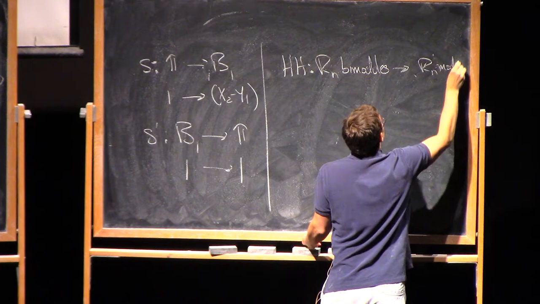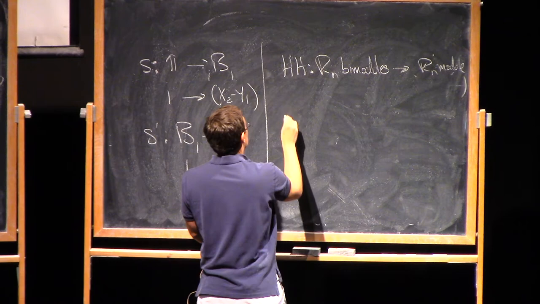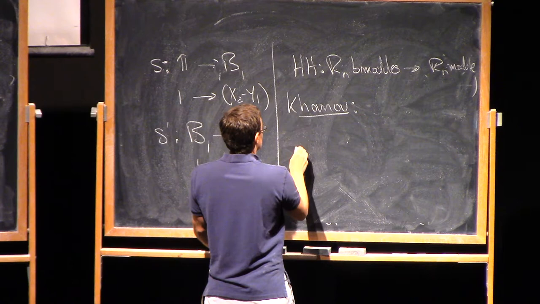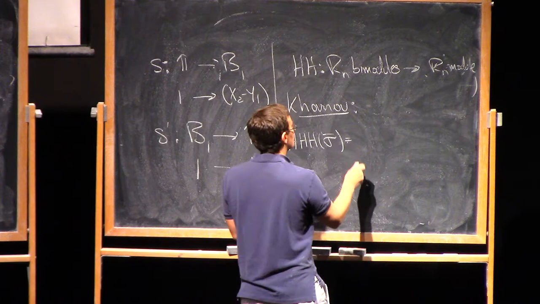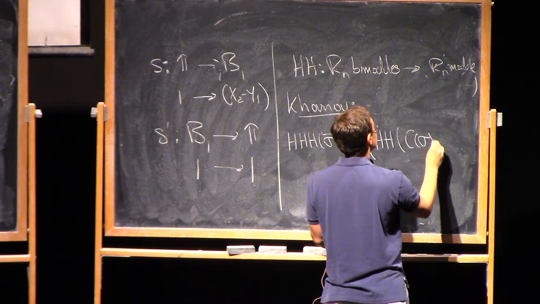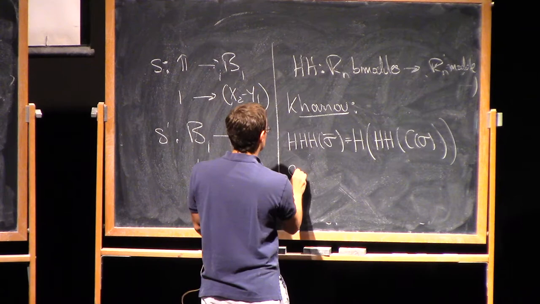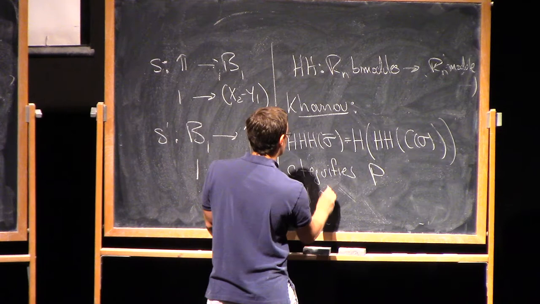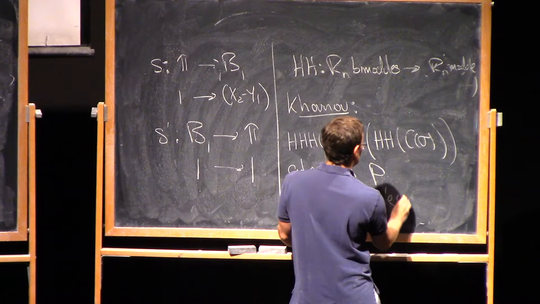Khovanov showed that HHH of sigma bar is what I get by taking the functor, which is Hochschild homology, applying it to this complex of bimodules C of sigma, and then taking homology of that complex. So this categorifies P. So HH here plays the role of the Ocneanu trace.